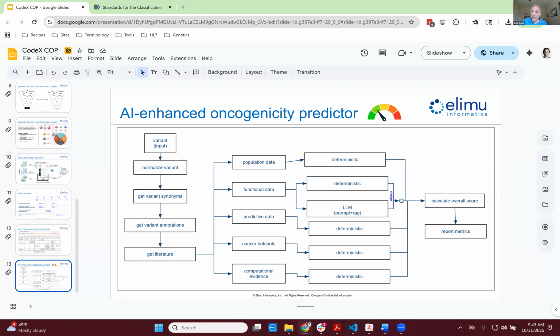Functional data turned out to be particularly complicated because most of the evidence about in vitro or in vivo studies where we've deliberately introduced these variants, most of them are still in the literature and not aggregated into a structured database. And so here, for harnessing the functional data, we're finding that large language models that are adequately prompted and also supplemented with literature can do a remarkably beautiful job at synthesizing the literature and helping to determine the overall score for functional data and contributing to the overall score.